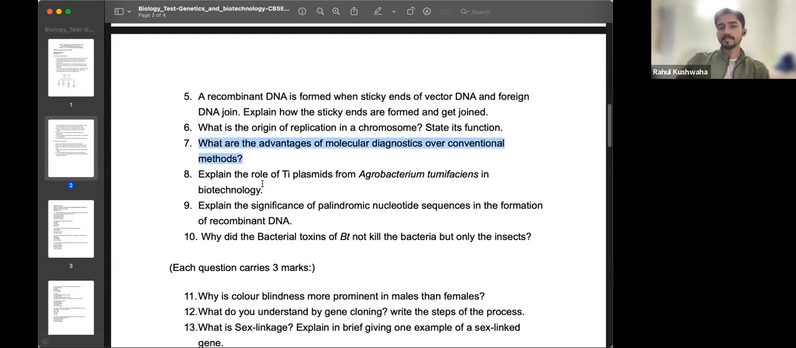So molecular diagnostics are ELISA, PCR techniques, all your high throughput techniques that have now come as diagnostics, using X-ray, CT scan. So these are molecular diagnostic techniques. Conventional diagnostic techniques were blood test, urine test, stool test, etc. So the advantage of molecular diagnostic techniques is that they can allow you to diagnose a disease very early on, sometimes even before the disease onset begins.